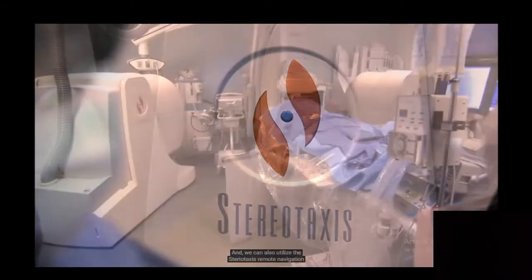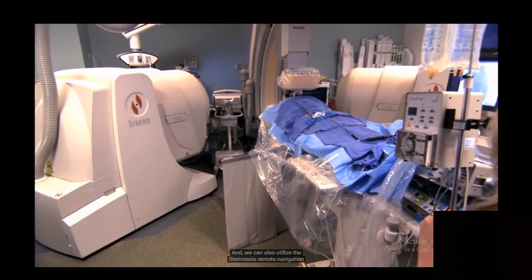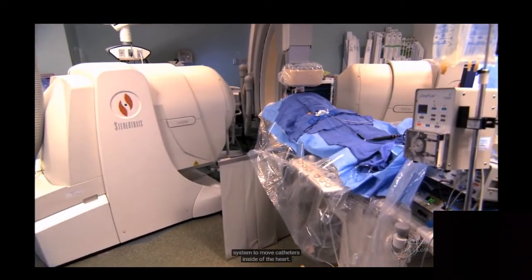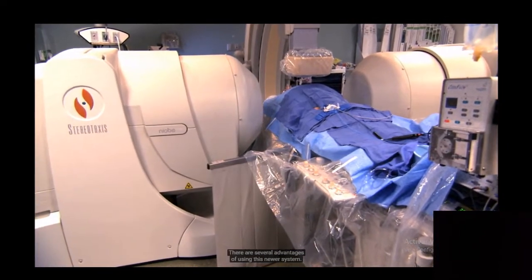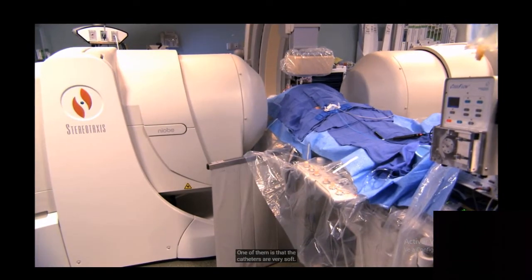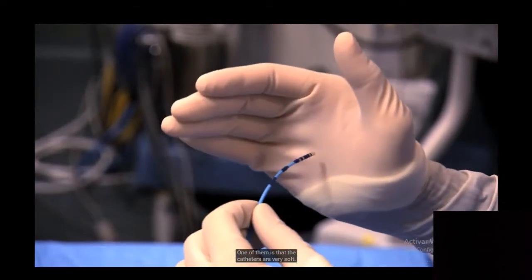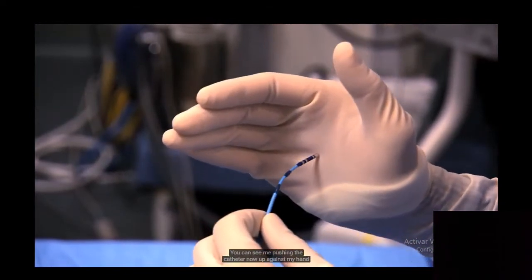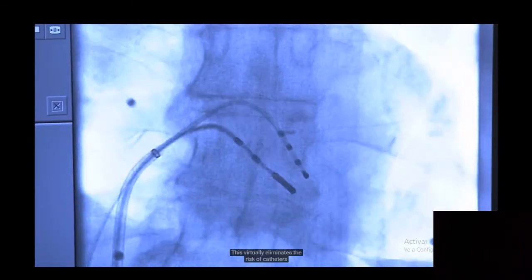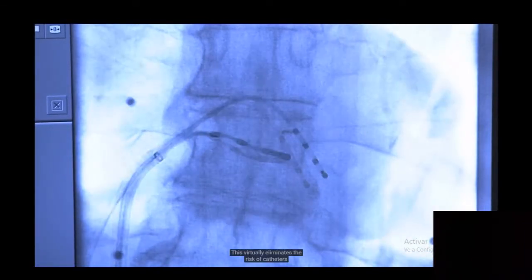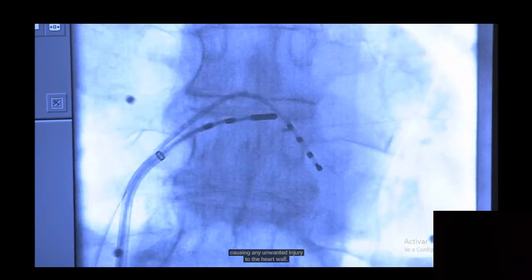We can also utilize the Stereotaxis remote navigation system to move catheters inside of the heart. There are several advantages of using this newer system. One of them is the catheters are very soft. You can see me pushing the catheter now up against my hand, and it buckles very easily. This virtually eliminates the risk of catheters causing any unwanted injury to the heart wall.